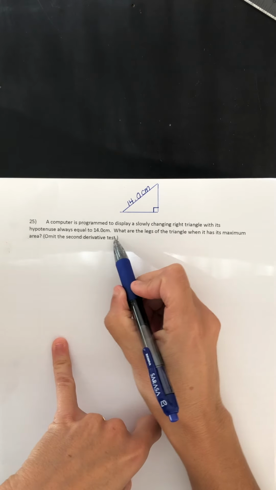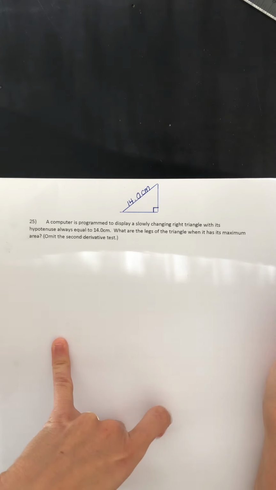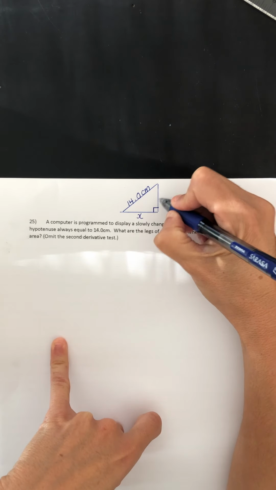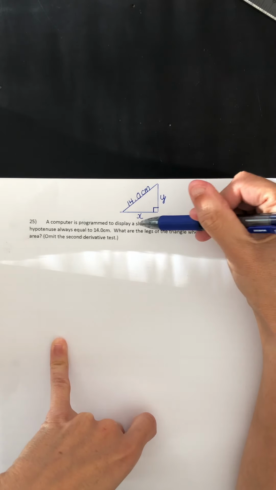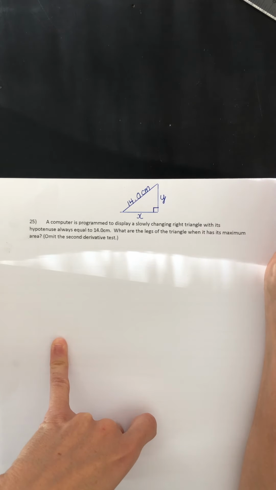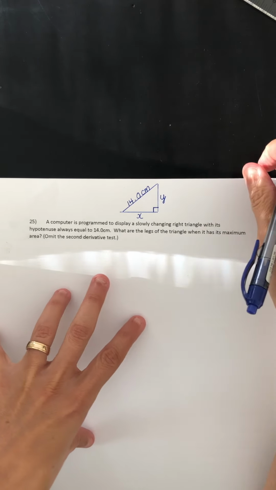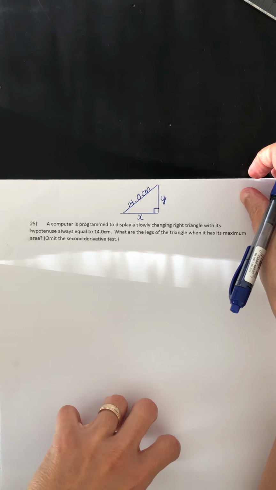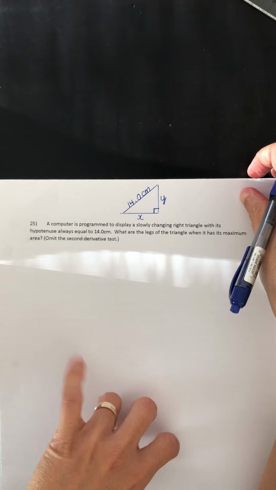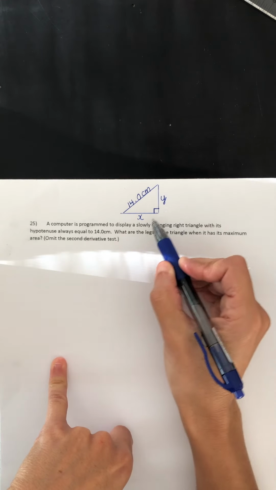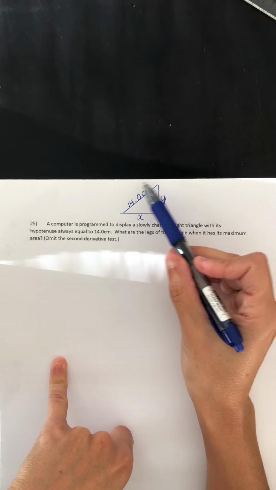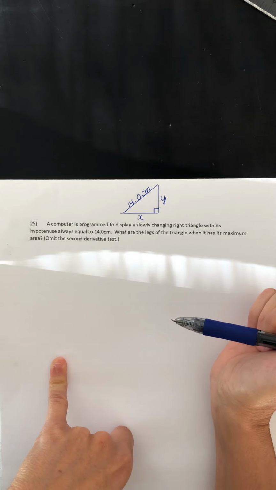Okay, what are we trying to find? The legs of the triangle. So again, the two other side lengths. So we need to call them something. So X and Y. Okay, so in the last question, we had a rectangle labeled X and Y. Now we have our triangle, base and height, X and Y. All right, so what are we trying to do for this question? We are trying to maximize the area. So we're trying to find X and Y such that the area is a maximum.